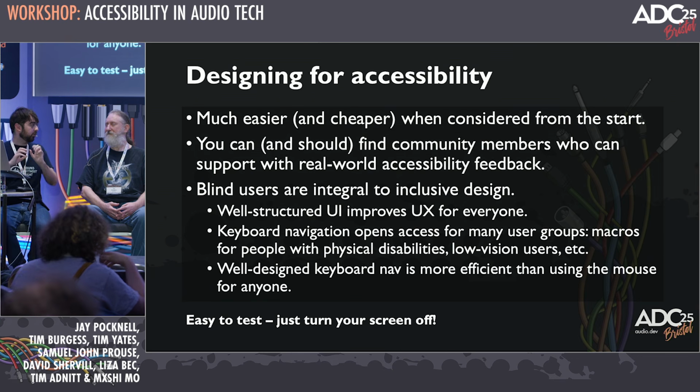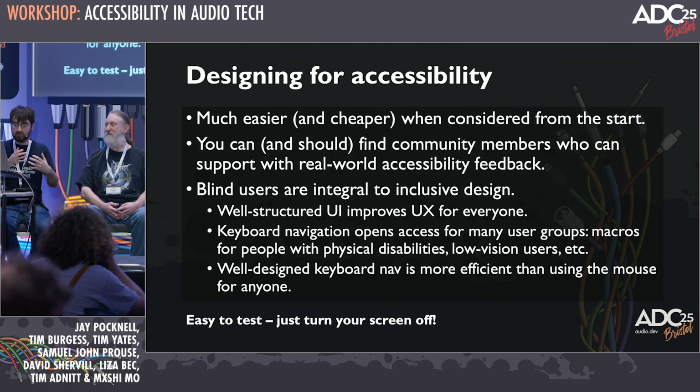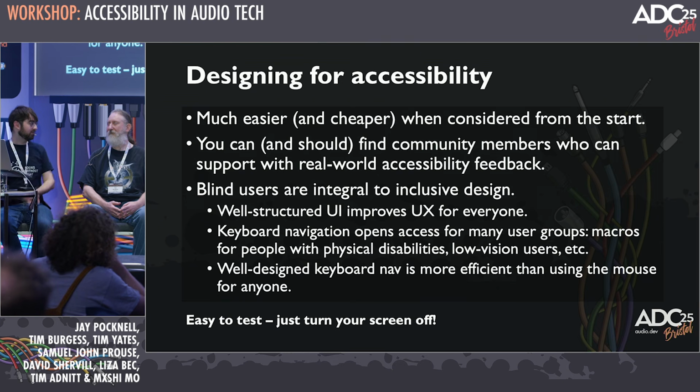So Tim, the first topic we were going to talk about was designing for accessibility. You've mentioned one of the points here as well about accessibility being much cheaper and easier when it's considered from the start of development. And you've also talked about involving community members during that process. But why do you think it is that blind users are integral to inclusive design?